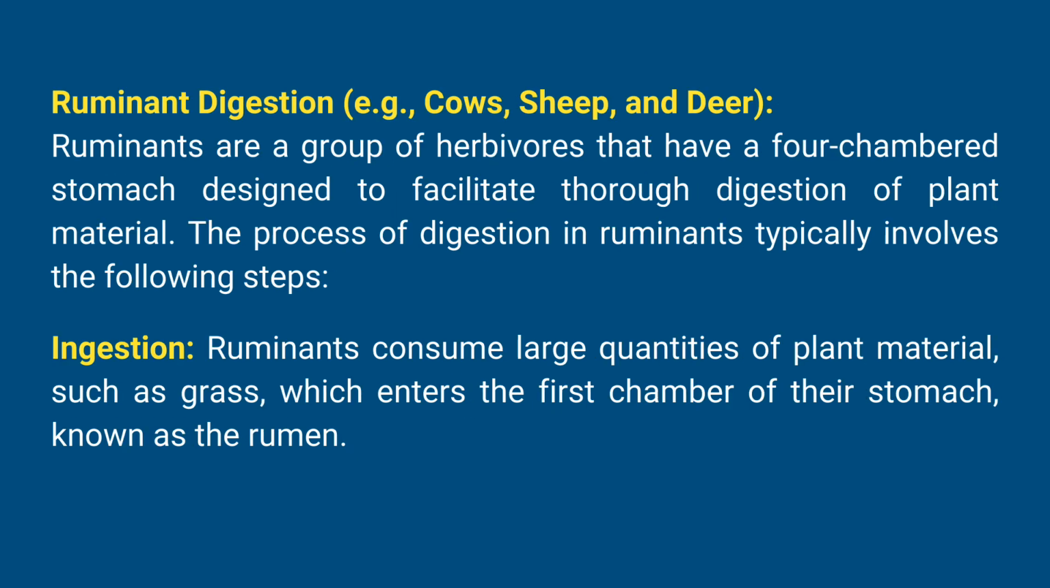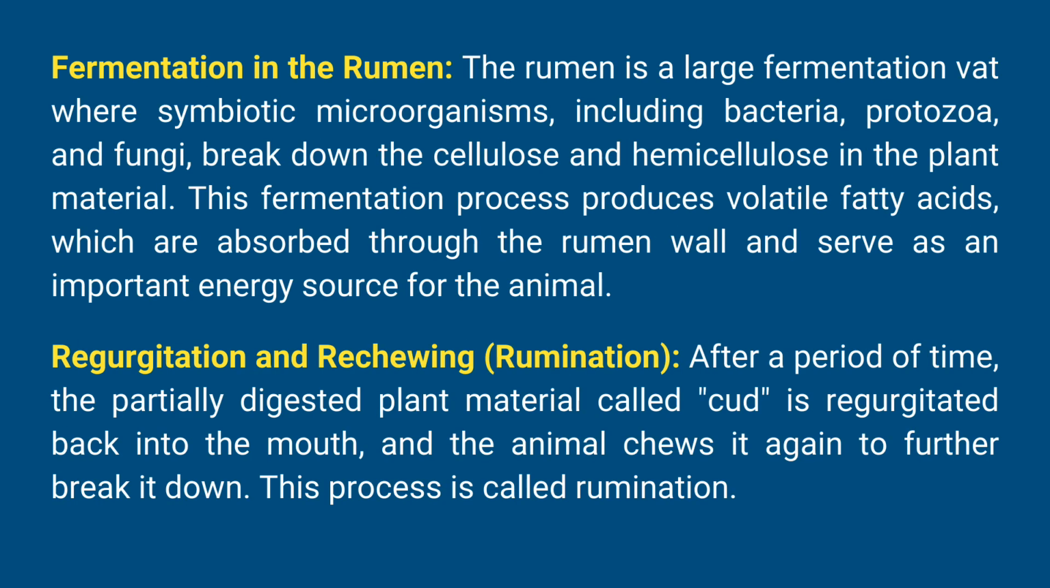Ruminant digestion, e.g., cows, sheep, and deer. Ruminants are a group of herbivores that have a four-chambered stomach designed to facilitate thorough digestion of plant material. The process of digestion in ruminants typically involves the following steps. Ingestion. Ruminants consume large quantities of plant material, such as grass, which enters the first chamber of their stomach, known as the rumen.